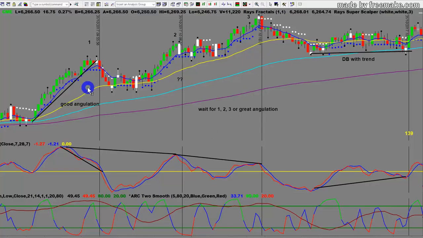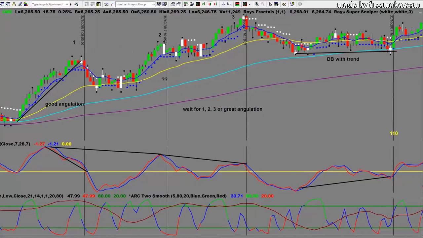Now here, this is where we're starting to get interested, particularly if I don't have great angulation, because I've had one wave, 2 waves, and now a 3rd wave. So the probabilities increase for a successful counter trend trade after I've had 3 waves, which is exactly what I had here. So 1 2 3, wait for 3 waves, or wait for great angulation.